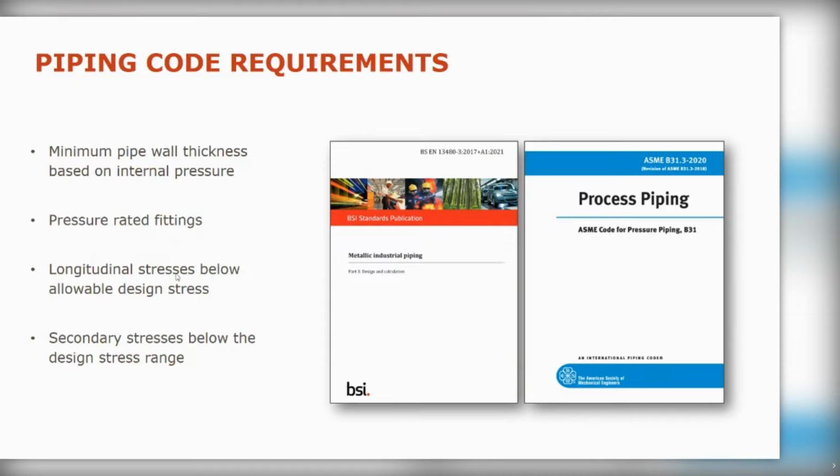Now, for secondary stresses, they need to be kept below the design stress range. That is basically another value. It's a different value, and it's normally higher than the design stress. The secondary stresses are the thermal ones. Basically, if you have thermal expansion, some other things also fall into that category. But basically, it's where the stress is caused by the fact that the pipe has to deform, and the stress is there by the pipe being held constrained and not allowed to deform.